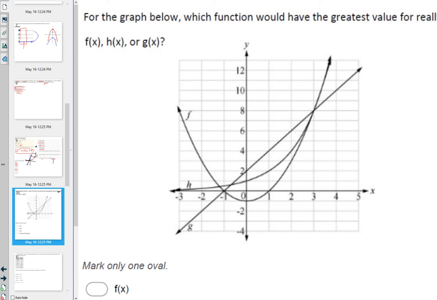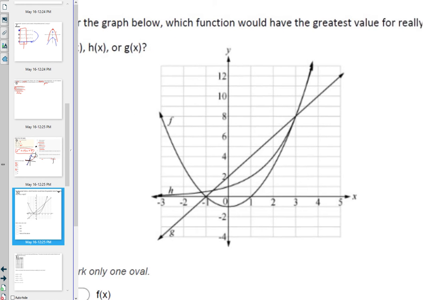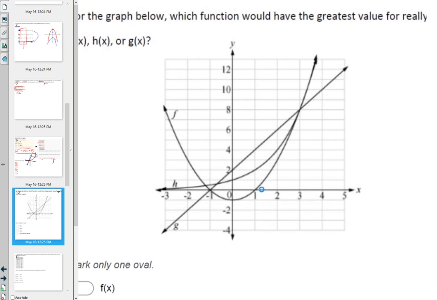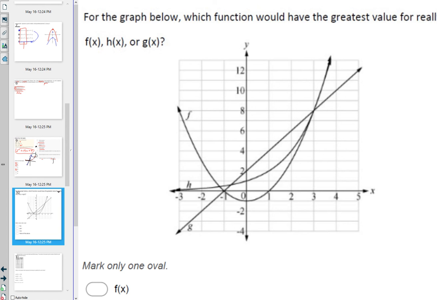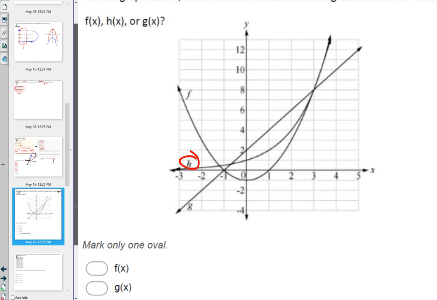Speaking of intersections, here we have an exponential, a quadratic, and a linear function, and they want to know which would have the greatest value for real. Oh man, I cut it off. I think you saw the whole thing. It said really large. So what gets the biggest on large values? Exponentials, quadratics, or linear? Exponential. Which one is the exponential one here? It looks like h. H is the exponential.